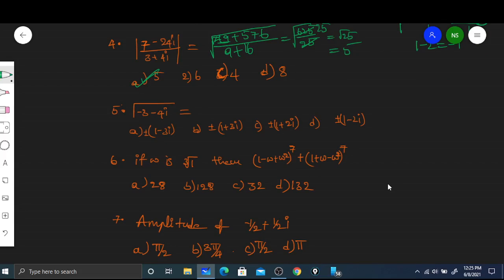So we wanted to find the square root of this particular number. We have a formula: if you have a plus ib and you want to find its square root, we get the square root of (x plus iy). To find x we use the square root of (mod z plus a) by 2. To find y, we use the square root of (mod z minus a) by 2. These are the formulas we use, but it will take a long time to simplify this.